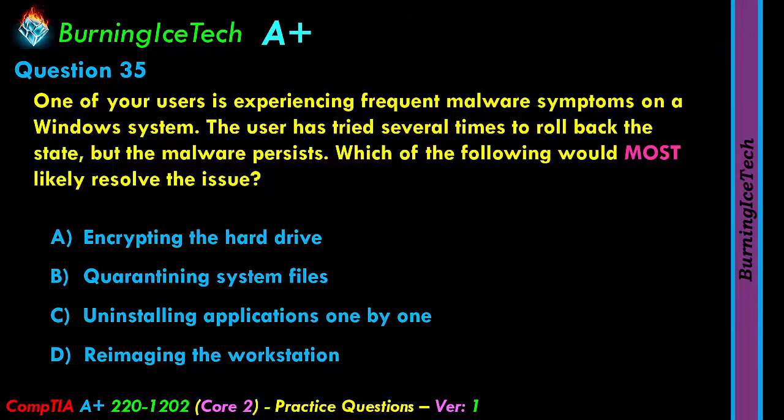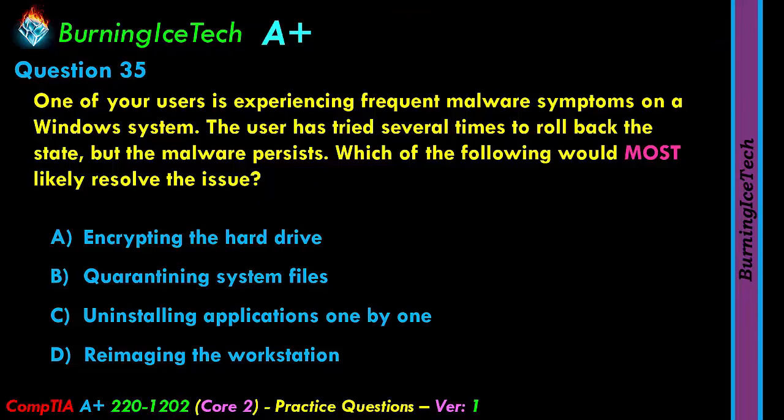Alright, so we've got a user. They've got malware symptoms on their Windows machine, which means they probably do have malware. And they've already tried to roll back the state. So they probably tried to use something like System Restore. And although that's very effective with a lot of malwares, this does not seem to solve this particular one. So what would most likely resolve this issue?